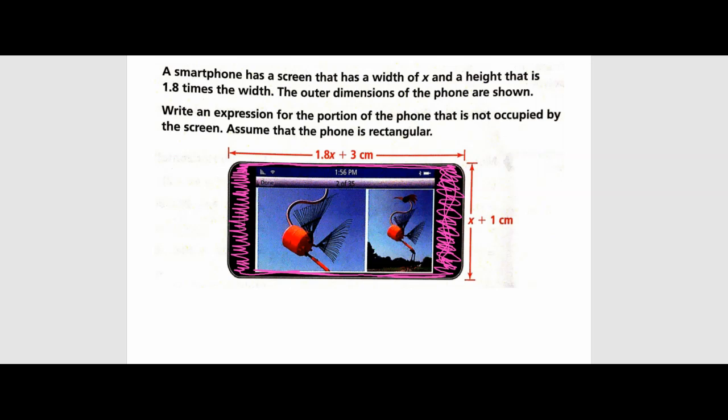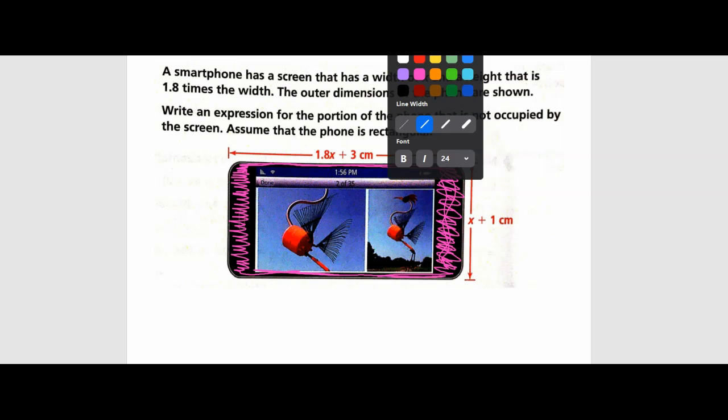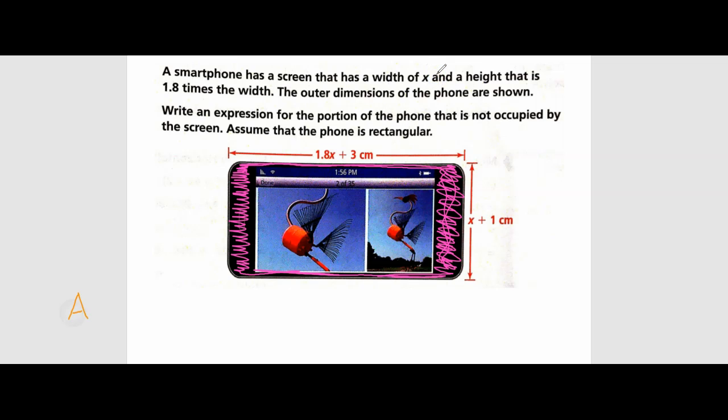I know the area of the whole phone, right? 1.8x plus 3 times x plus 1. So let me just start writing this down. Area of the whole minus area of the screen. Well, that should give us the area of the pink.